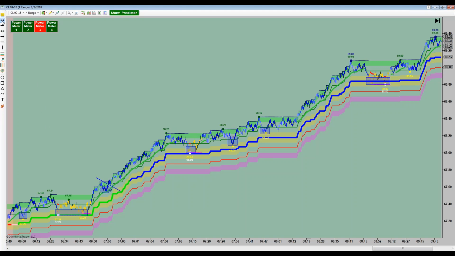Does this meet the criteria for entry? No. Does it close below stealth? Not check. Does it close below line 6? Not check.